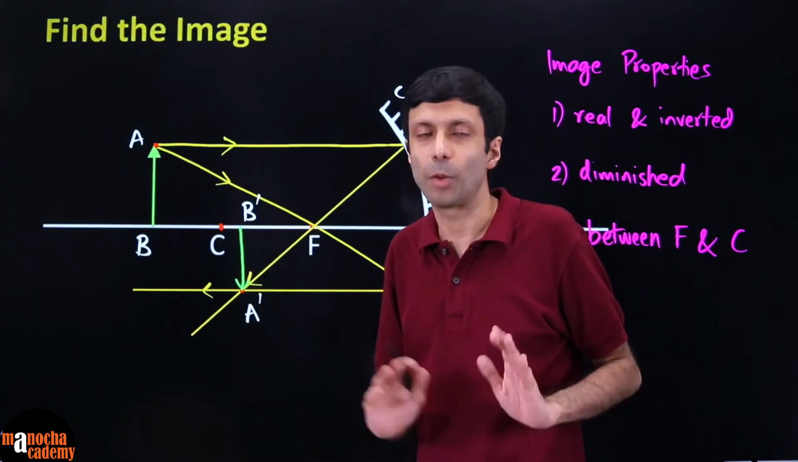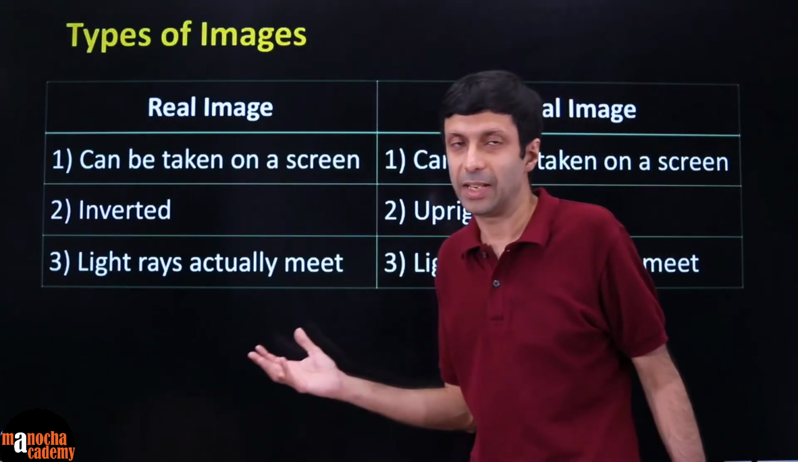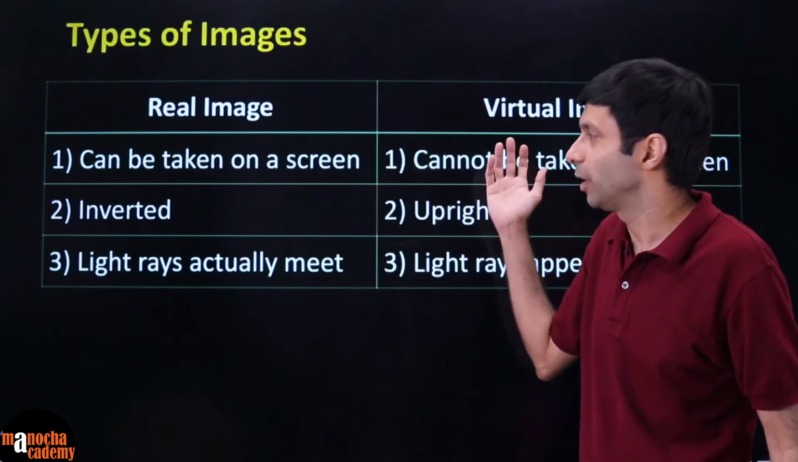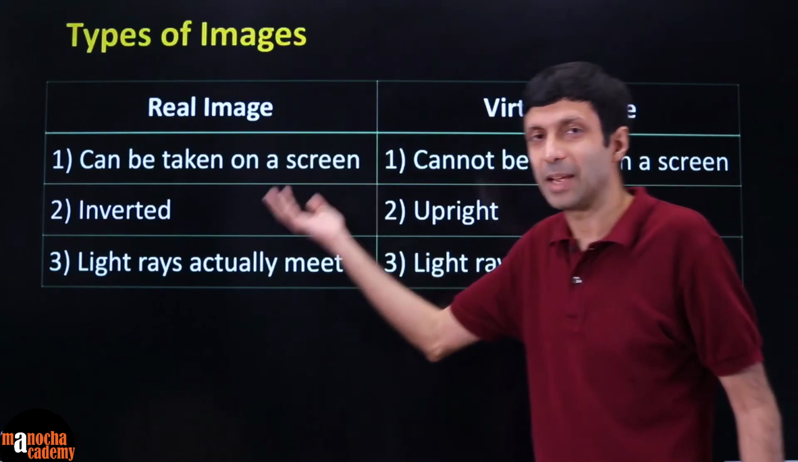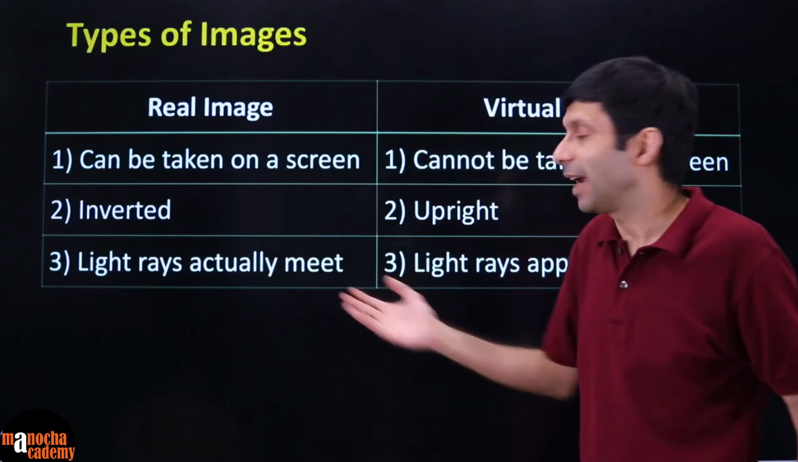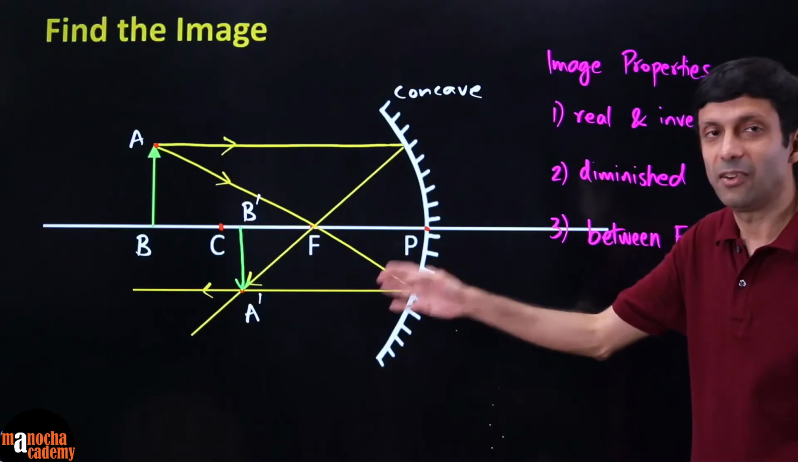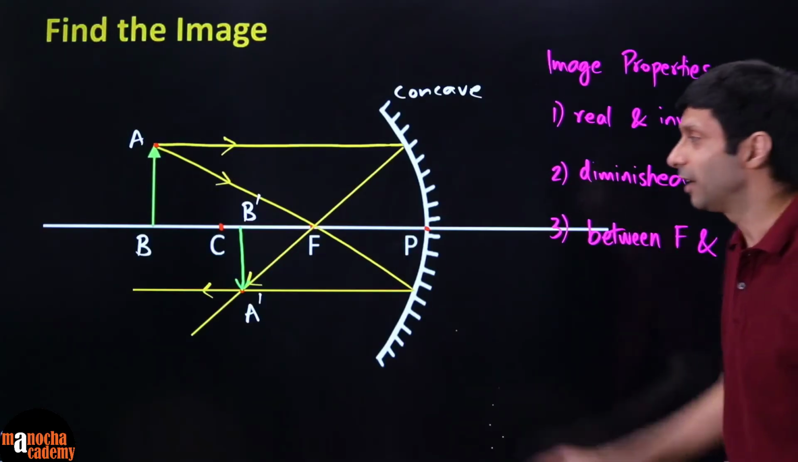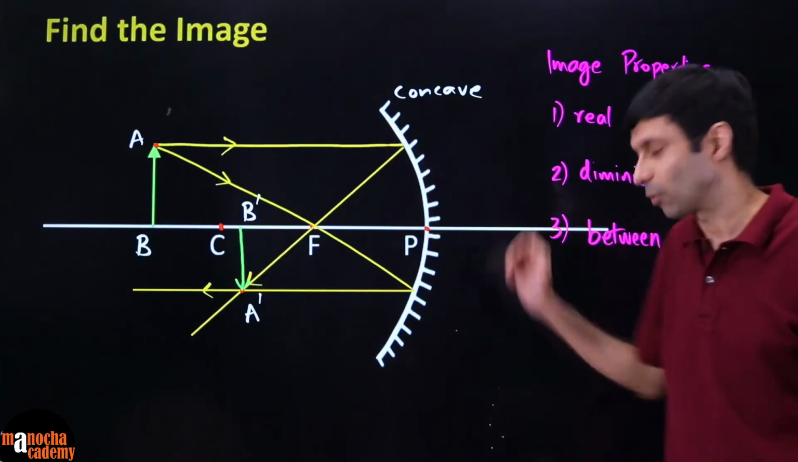Just drawing it from the top of the object is enough. So that's why we said that there are different types of images, real images and virtual images. Make sure you write the property as we had discussed last time. Real images can be taken on a screen, and real images are always inverted and the light rays actually meet. Like we saw in the diagram here, this is clearly a real image and it is inverted, and the light rays are actually meeting to form our image. It is not being produced backwards.